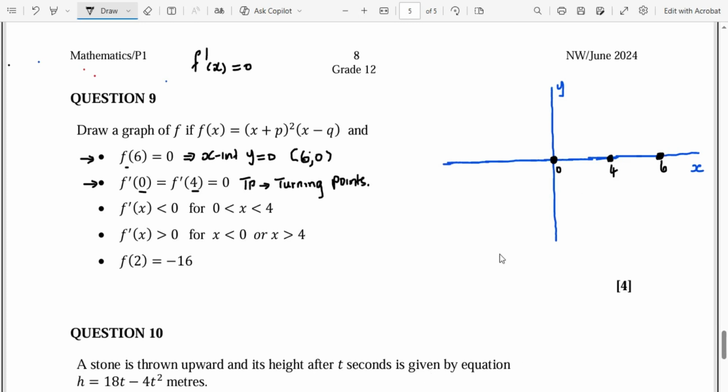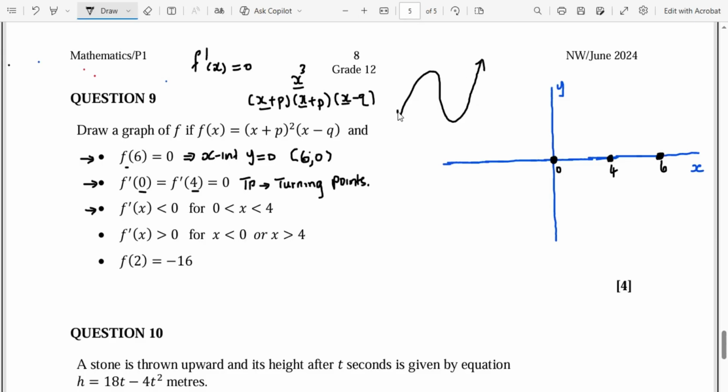Now let's talk about the shape of the graph. Before I work on this part, I need to understand the shape of the graph. I'm going to do this by inspection, because to find the shape of the graph, I need to multiply out the brackets here. If I have x plus p, x plus p, and x minus q, then x times x times x gives me x to the power 3. This shows that the value of a will always be positive. So the value of a is positive, and my graph should look like this.